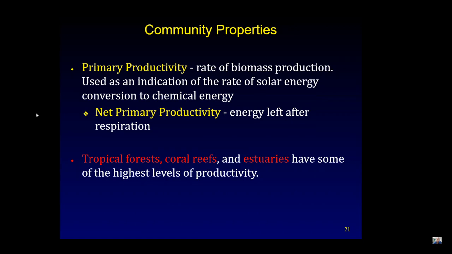All right, now kind of moving on into community properties, or the idea of an ecosystem, and where a community may thrive, and how a community, I guess, grows together, right? So first off, we have two different productivity types. We have primary productivity, which is the rate of biomass production, used as an indication of the rate of solar energy conversion to chemical energy.